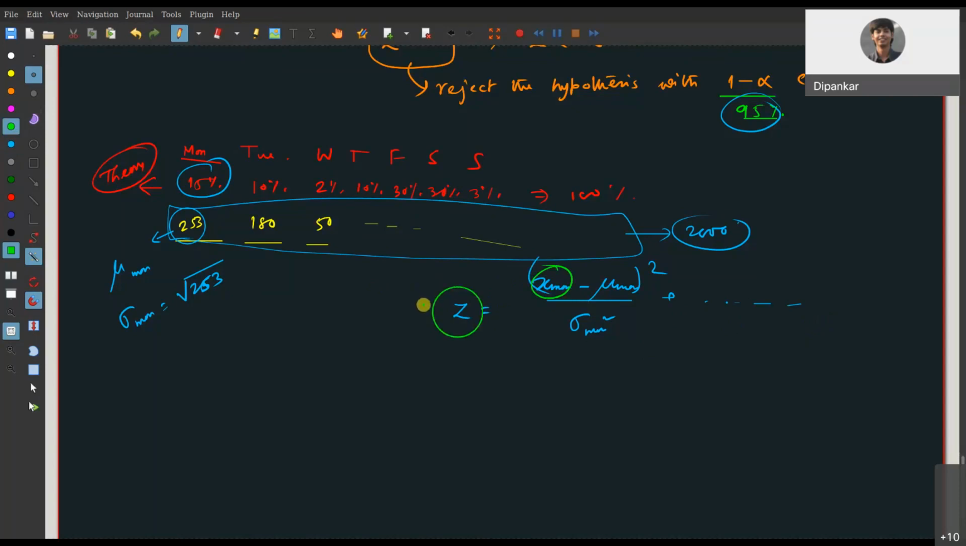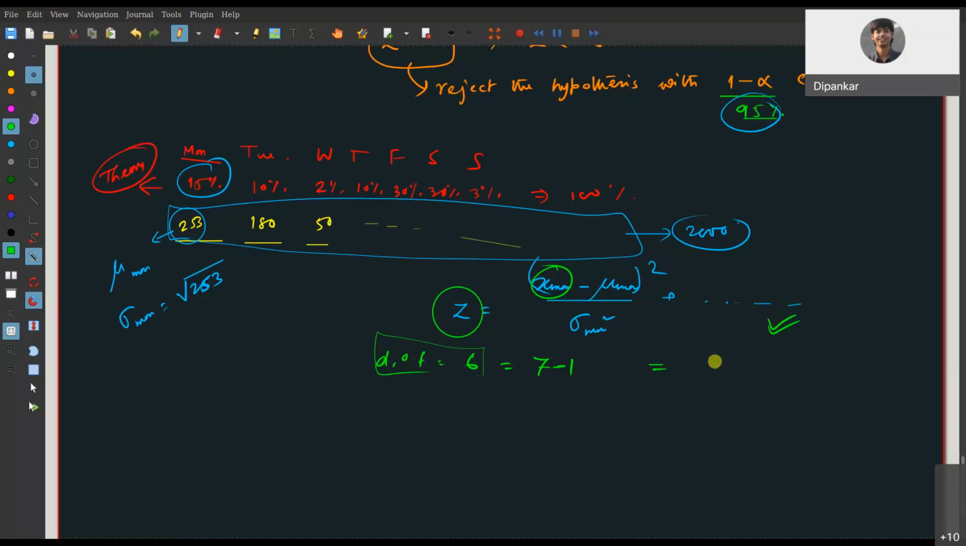Remember, now you have to decide what your degrees of freedom are. Here the degrees of freedom would be 6, because if you knew the theoretical prediction for 6 days, then you can infer the seventh day. So the seventh day prediction depends on the previous predictions. Here the degrees of freedom is usually taken to be 6.